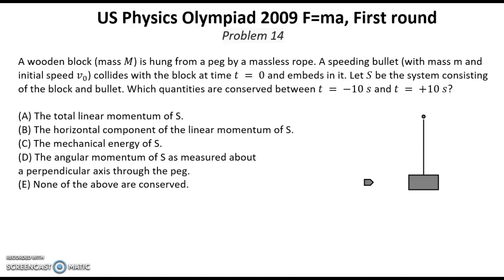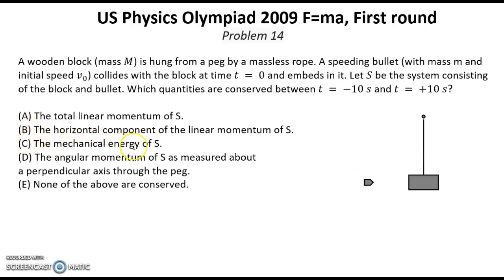Solution. Let's investigate all 5 possibilities. A. The total linear momentum of the system. Before collision it's conserved, but after collision, when this system starts to rotate around this peg, there is a force acting on this peg and bullet, which is changing total linear momentum and horizontal momentum. So it means that not A, not B are good answers.